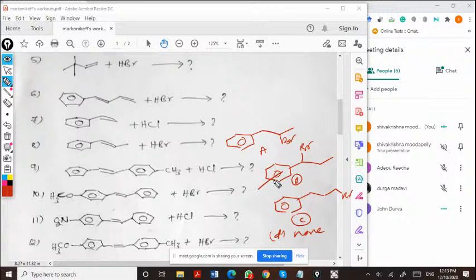B. Perfect. Because once it gets attached with the H plus, a carbocation may generate here or may generate here. This is the benzyl carbocation, which is more stable, so it will continue further. So bromine is going to attack here. So B is major.